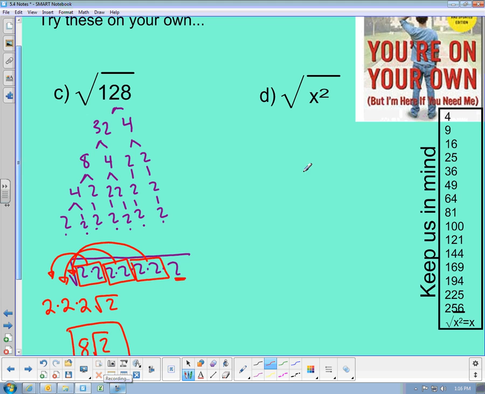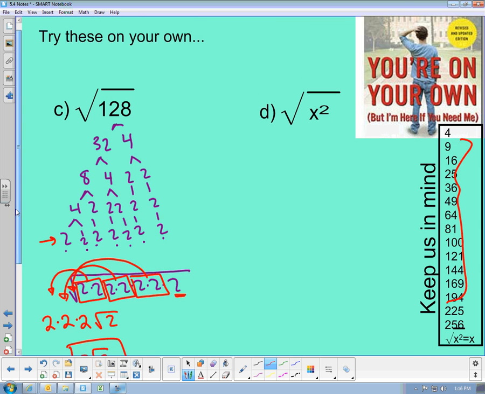If you're not good at picking out which one of the perfect squares come out of a number, especially when you get into bigger numbers like 128 or something, then you can look at it this way. You can look at it as pull it all the way down to the prime factorization, and anytime you see a pair, take that pair outside.